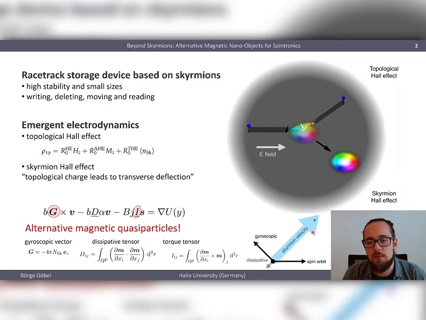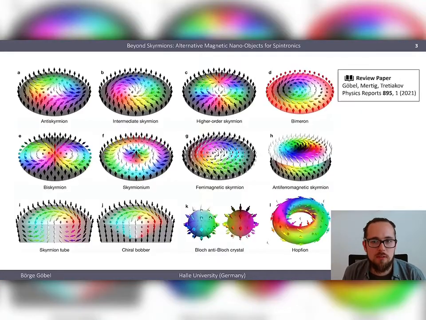But then we also have this term, where we have another tensor I that describes basically the in-plane magnetization profile of our skyrmion. And if we tune this correctly, we could even suppress the transverse component of the gyroscopic force. So we can tune G, we can tune I. How can we do this? We have to use alternative magnetic quasiparticles.